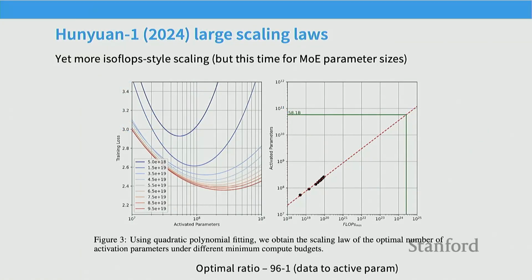Another recent work that has come out, yet another Chinese LLM that's nicely executed, is Hunyuan 1. Hopefully I didn't butcher the pronunciation there. They are training MOEs, and because they're training MOEs, they want to redo the chinchilla-style analysis. They once again do isoflops analysis. They fit quadratics, figure out the minimums, and then they're able to get a different token to parameter ratio. So they get a 96:1 data to active parameter ratio.